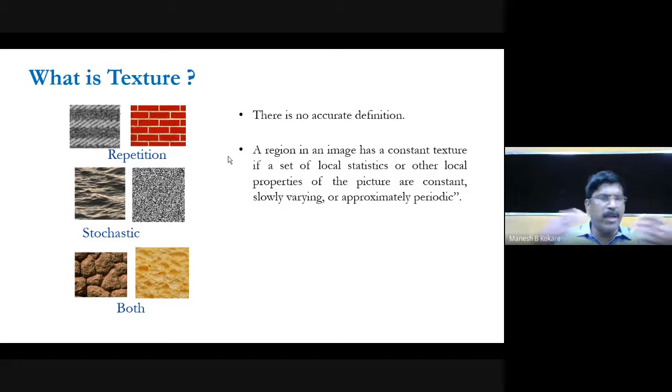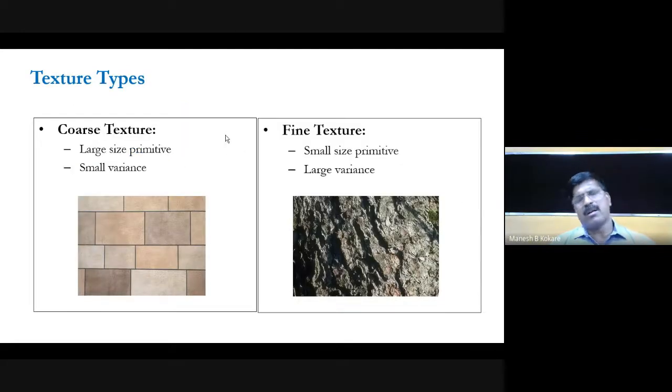Now that repetition may be a regular repetition, or a random repetition, or it may contain both things. Another texture type is, for example, coarse texture or fine texture. Coarse texture means this primitive, which is called the texel, is of large size. See this primitive, this is large, like tiles, and then it is repeated all over the entire image. So this kind of texture is called coarse texture, where the primitive size or texel size is large.